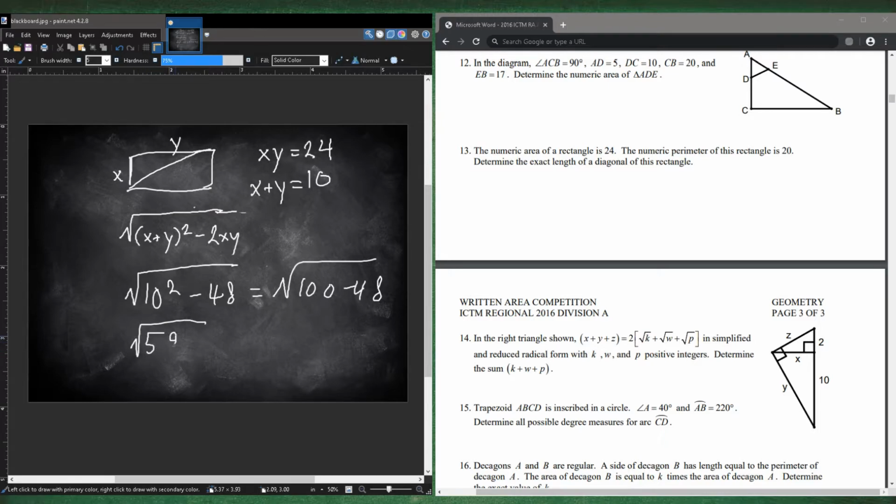So the square root of 52 is equal to 2 square root 13, right? Because 4 times 13 is equal to our 52. So our answer for number 13 is equal to 2 square root 13.